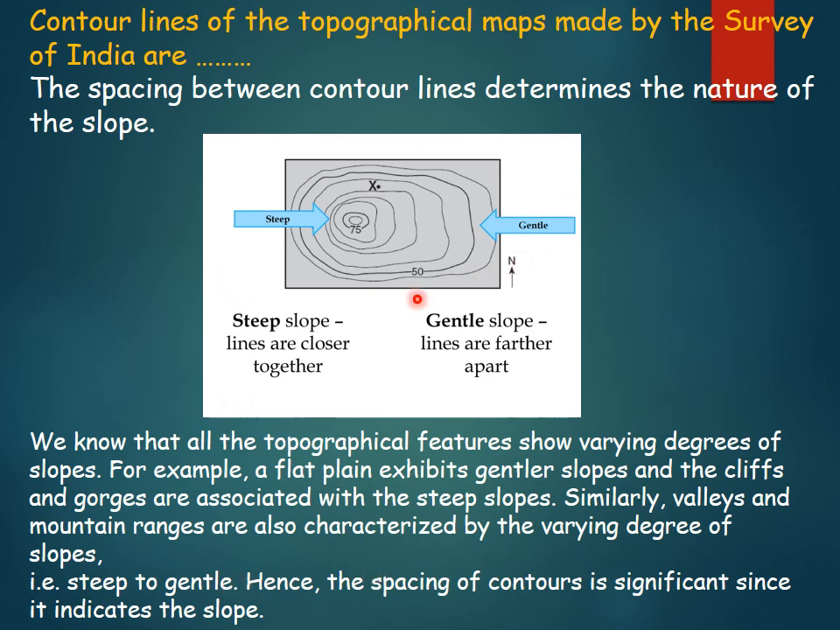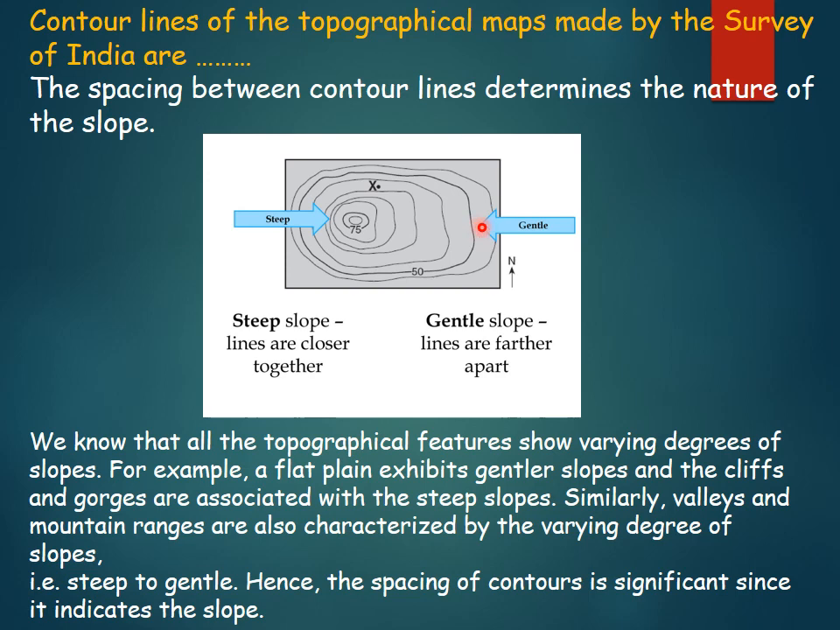So, you find a steep slope when two contour lines are drawn very close to each other, or closer together. Many mountains, if they have steep slopes, become very difficult to climb. But if a mountain has a gentle slope, it's very easy to climb.